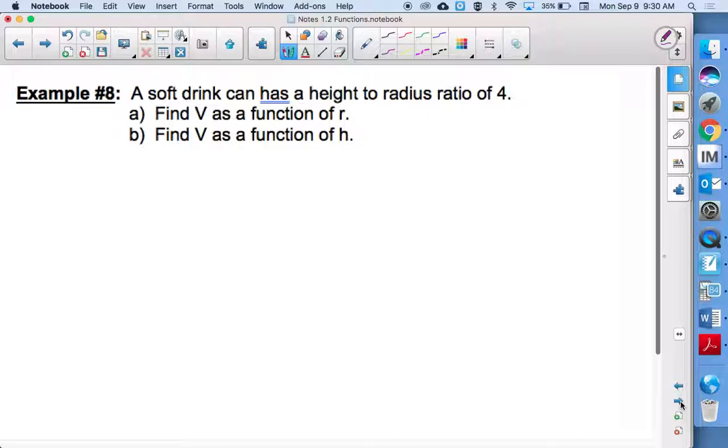Okay. So, a soft drink, to make sure we're correct on all sides, has a height to radius ratio of 4. So, we have this soft drink can. My wonderful drawing. And it says it has a height to radius ratio of 4. It wants us to find the volume of the can as a function of r. So before we talk about what that means, how do you find the volume of a can or of a cylinder?